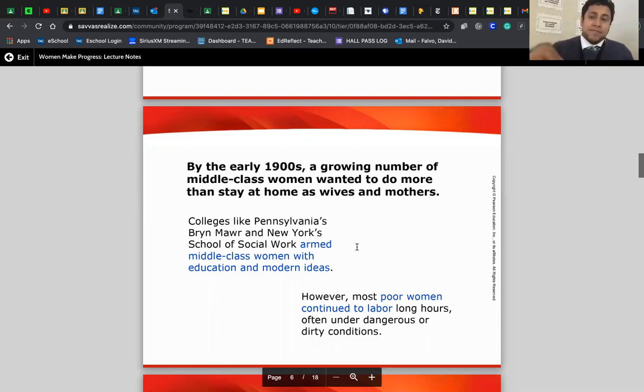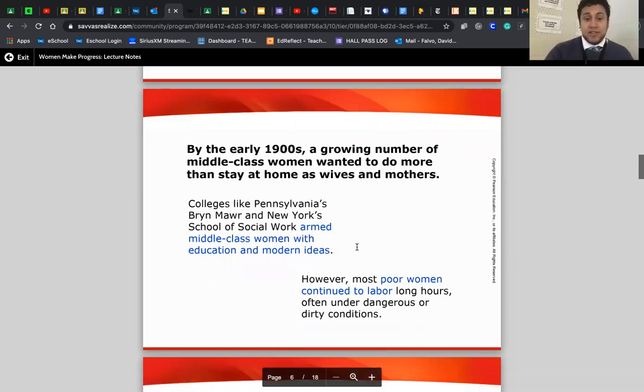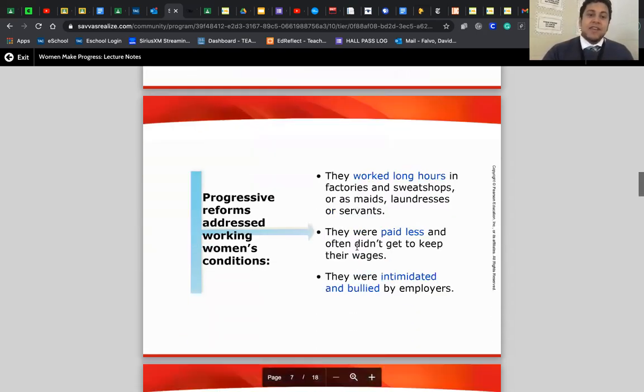Poorer women and lower middle-class women continued to work long hours in the factories and under very dangerous and dirty conditions. Progressive reforms addressed working women's conditions. They worked long hours in factories and sweatshops as maids, laundresses, or servants. So a sweatshop, like a building making clothes for 12 hours. You wouldn't get a break. Or 12 hours, 18 hours a day. Then you have to come back, and for very minimum pay.